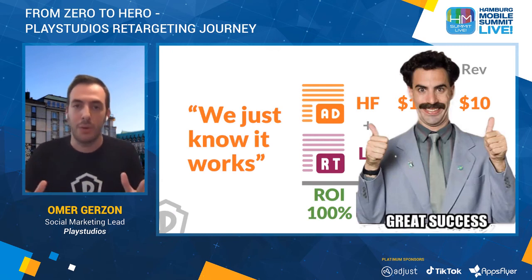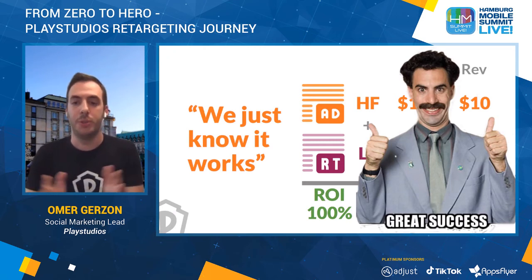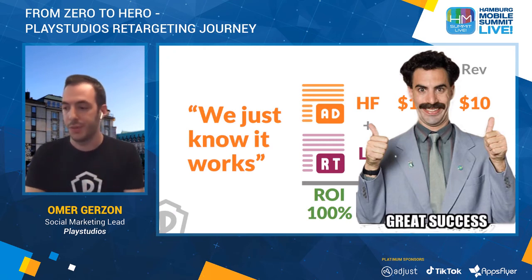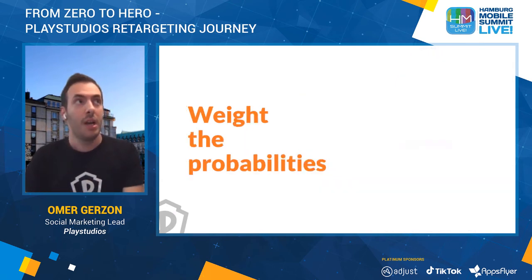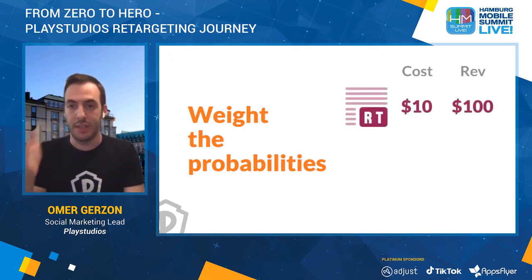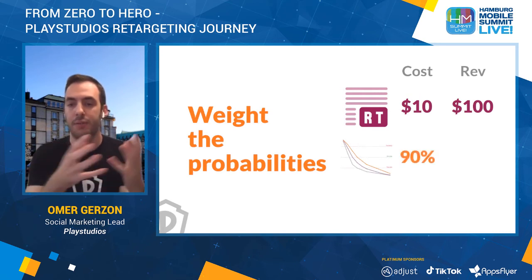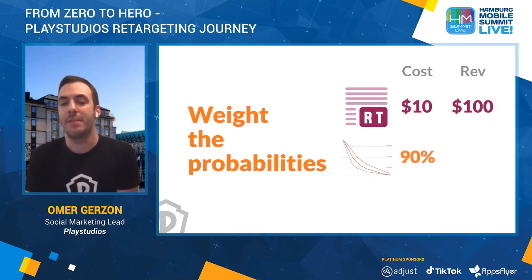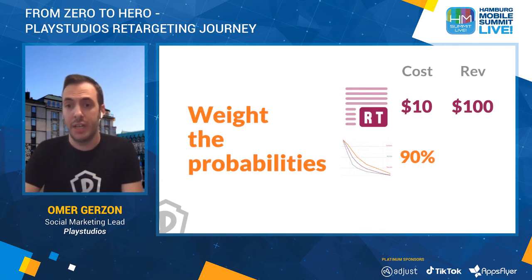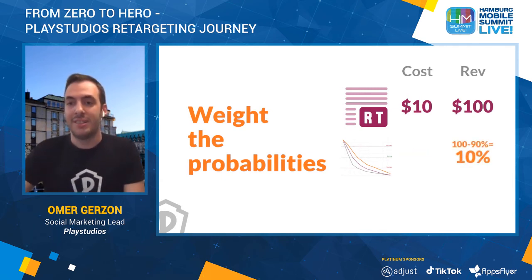Well, this is not a good way to measure retargeting. It's not how we recommend you to do that. There are much more sophisticated or smarter approaches. One of them is to do the same, but weigh the probabilities. For example, if we had this retargeting ad that cost us $10 and got $100 in revenue, you remember the curve I showed earlier. If I'm taking, for example, a player that had a 90% chance or probability to return, so it had a probability of 10% to not return by himself to the game.